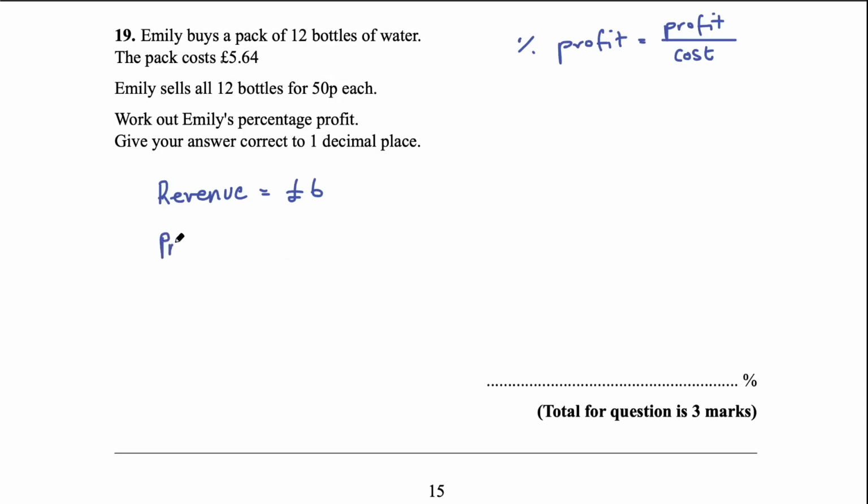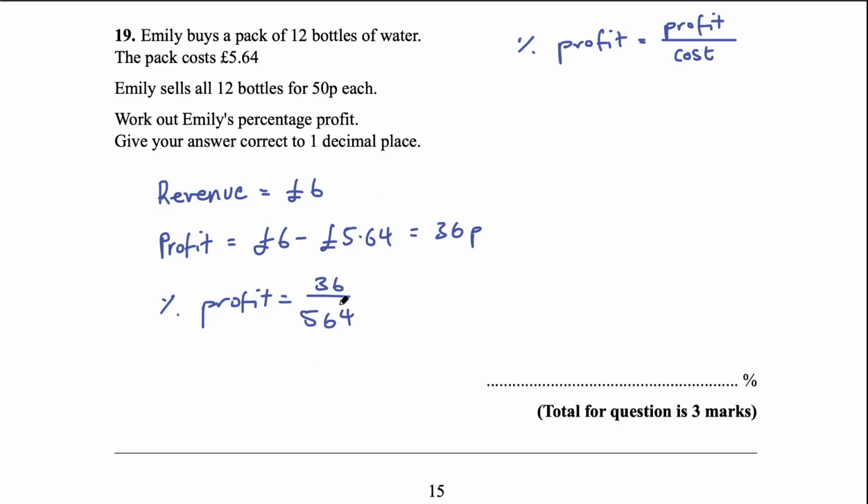Therefore, her profit is going to be the difference between the total she made, take the cost. So £6 take £5.64, which is 36 pence. Now we have the profit and the cost. We can work out percentage profit, which is 36 over, and write this in pence so they're in the same units, 36 over 564 pence.